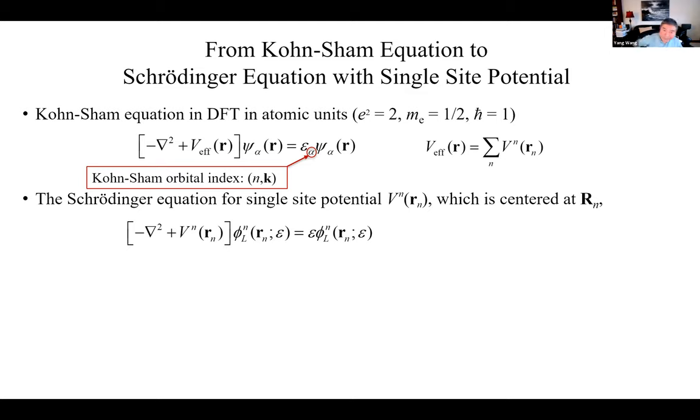A question: why can't the single site potential also support bound states like any atom? That could. It supports bound states. Yes, of course. When epsilon is less than zero, it forms the core electrons, core states. Core states are bound states. I'll mention more about it. When epsilon is positive, it's a continuous spectrum. But when epsilon is negative, there are only a few states allowed, which are bound states or core states.